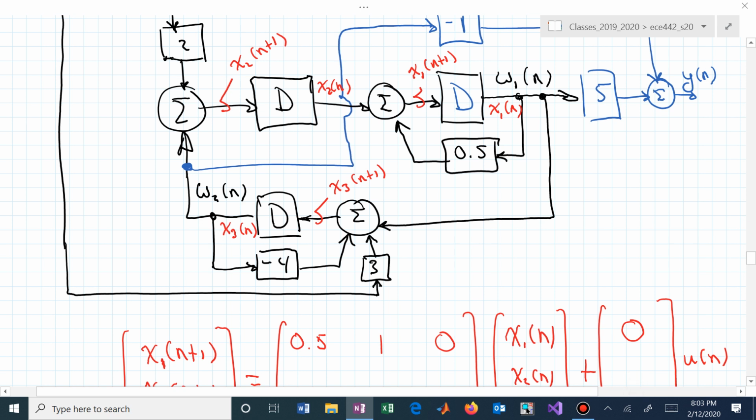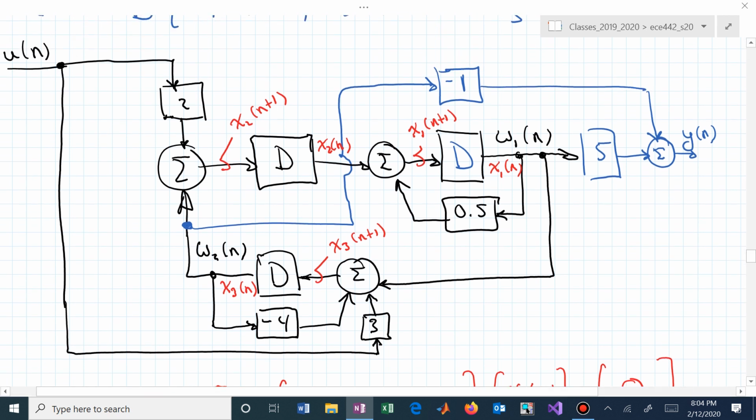I don't have any x sub 3 directly making up x sub 1 of n plus 1, and I do not have u directly connecting into that summing junction. I simply look at all the arrows coming in to that summing junction, and that equals what's going out, and what's going out is x sub 1 of n plus 1. X sub 2 of n plus 1.